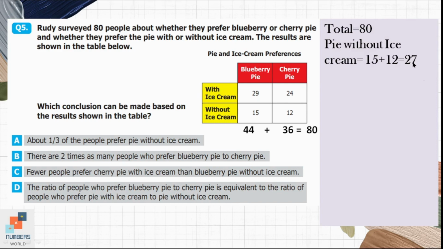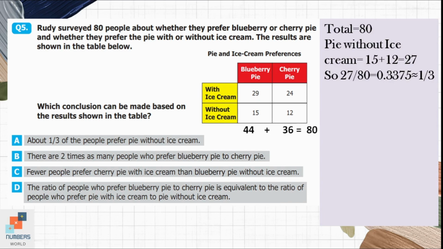We will divide this 27 by the total number of pies, that is 80. The answer is 0.3375, which is approximately equal to 1 by 3. So option A is our expected answer, but let's verify the other options as well.